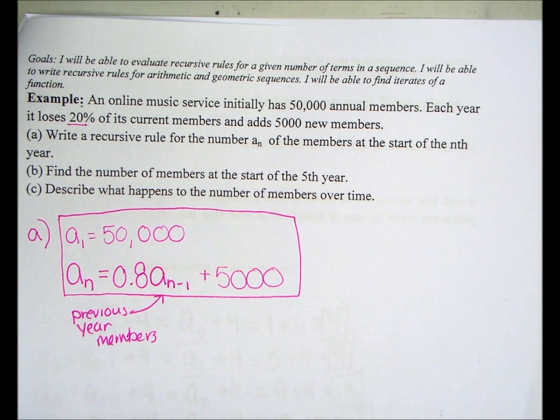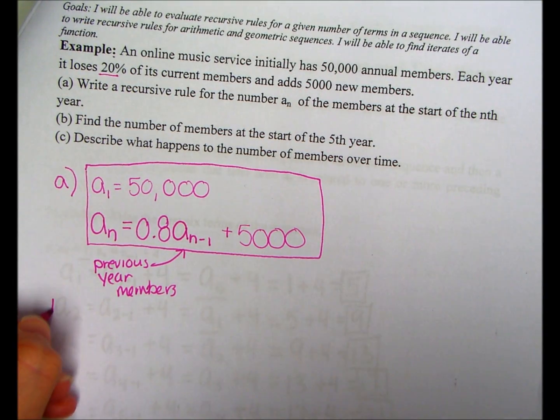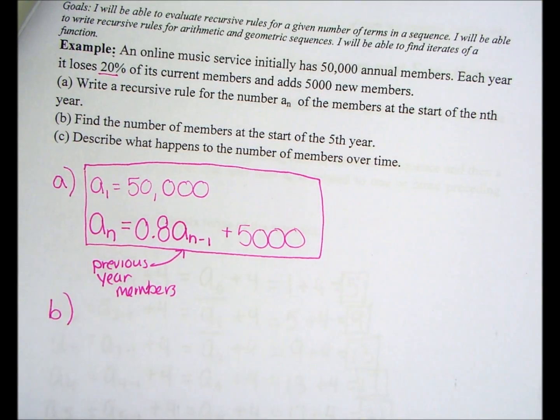Both parts of it, because you need a first term, you need a starting term, and then you can generate each next term by using the formula. So then it says, all right, find the number of members at the start of the 5th year. Okay, there's really no short way to do this. You got to do this every single time like we just did iterations. You got to plug in A1 and get A2, you got to plug in A2, get A3, so on and so forth.